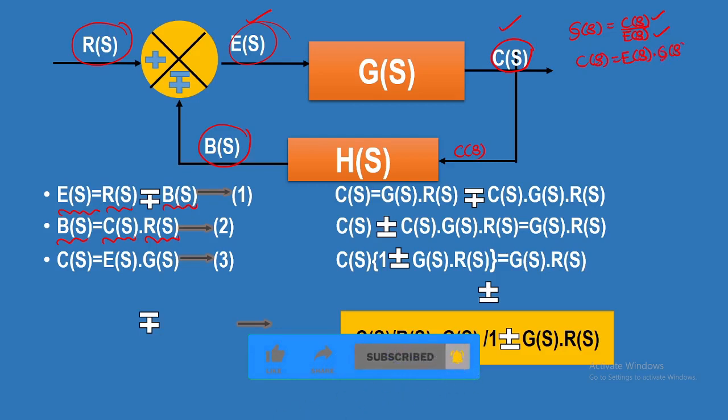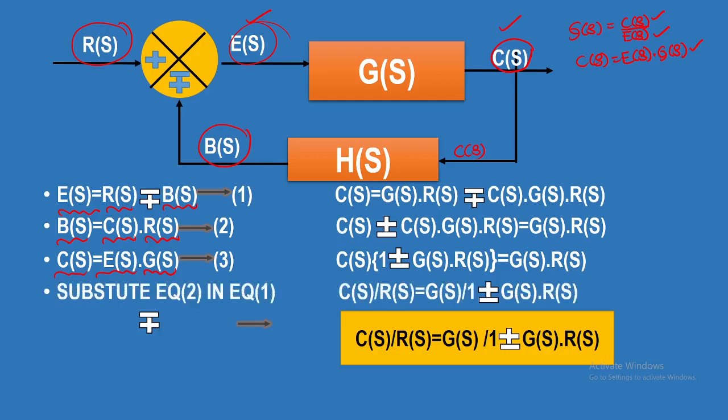So that is what I have written here. We can write this equation, C of S is equal to E of S into G of S. C of S will be the convolution of the block diagram as well as the input signal, that is called the output signal. That is the third equation we have taken.